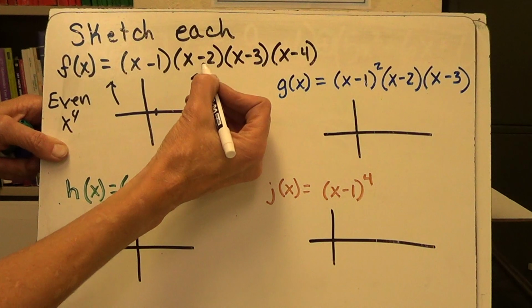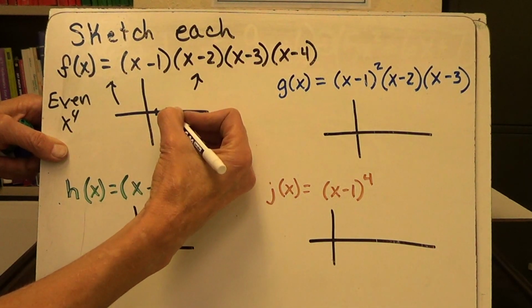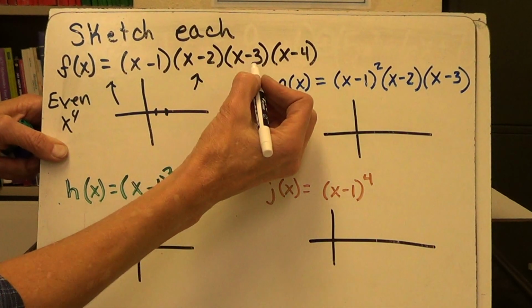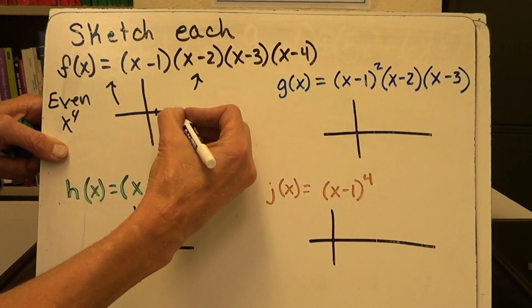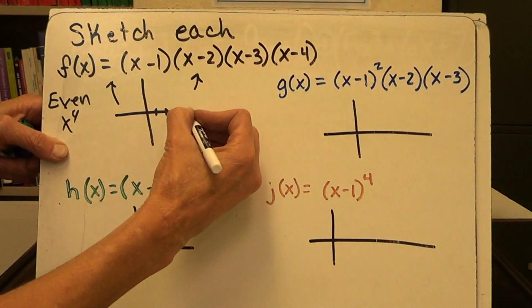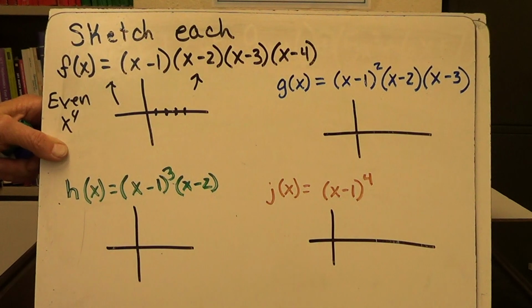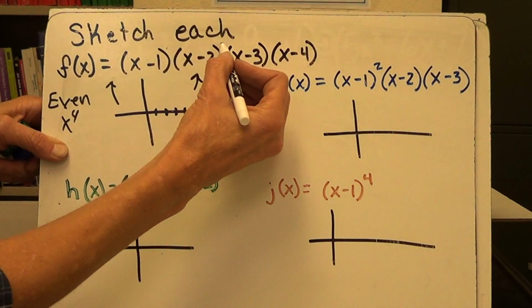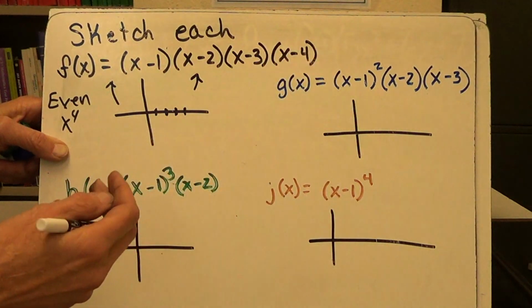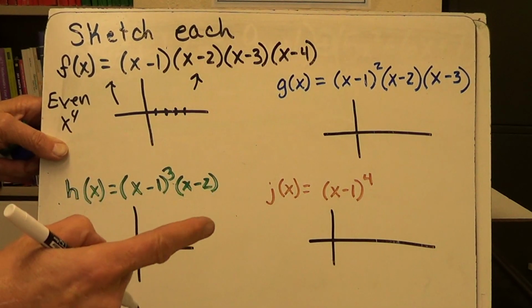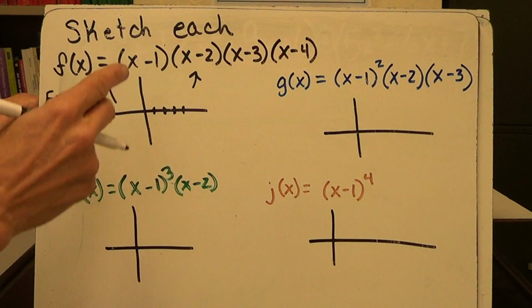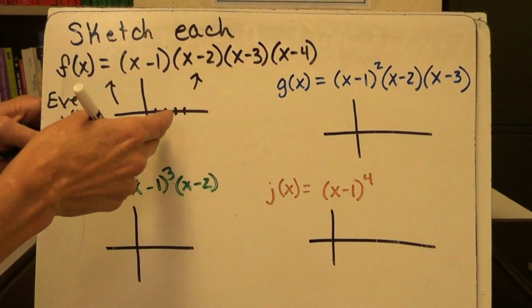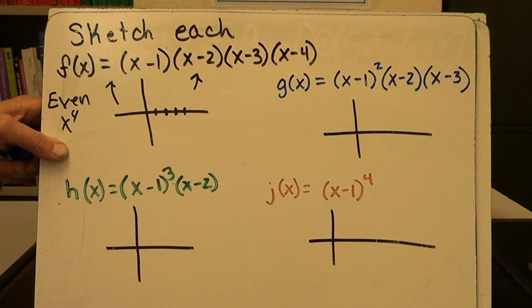X equals 2 would be another zero. X equals 3 would be another zero, and x equals 4 would be another zero. Okay, now I do notice one other thing. These are all to an odd exponent. They're all to the first. Remember, with odd polynomials, the line goes through the x-axis.